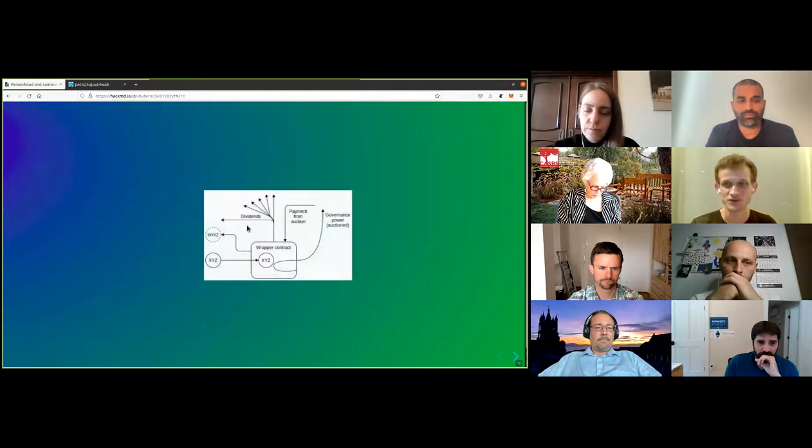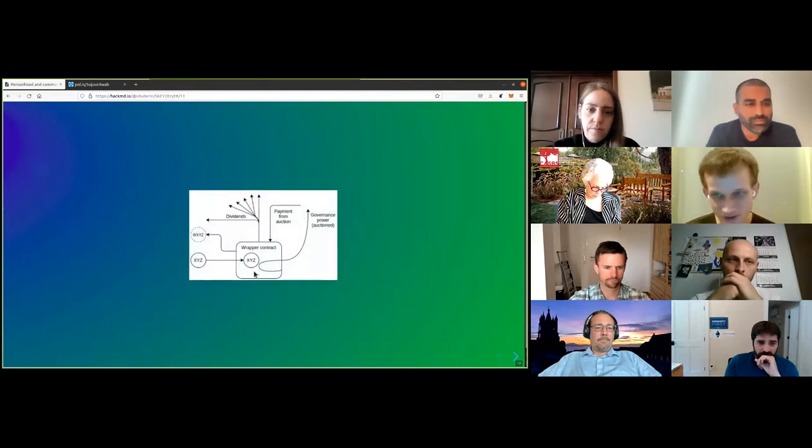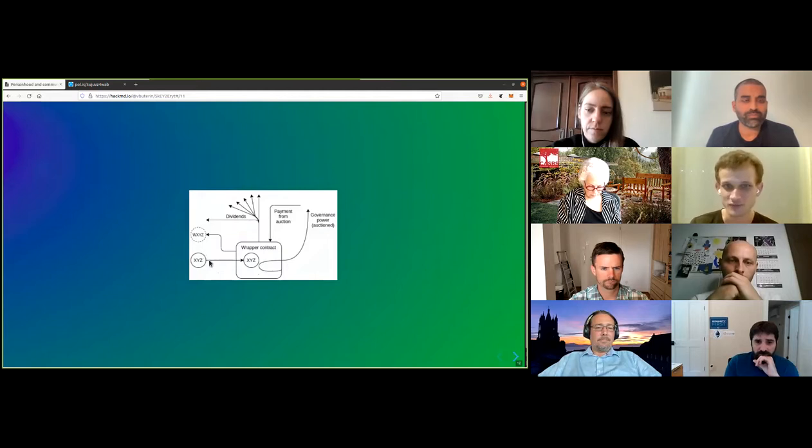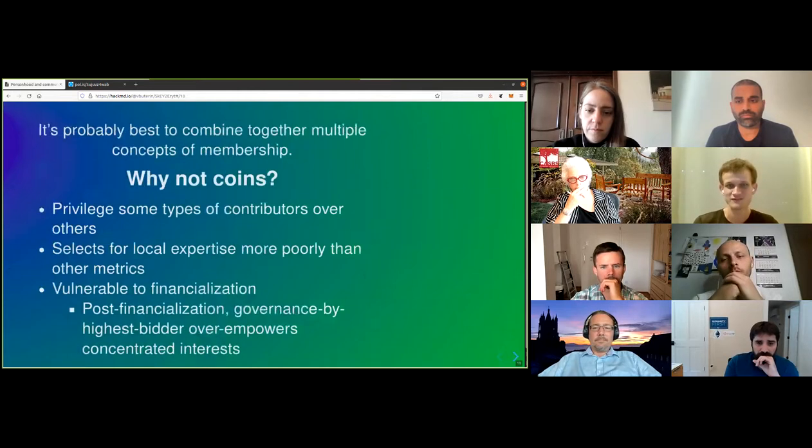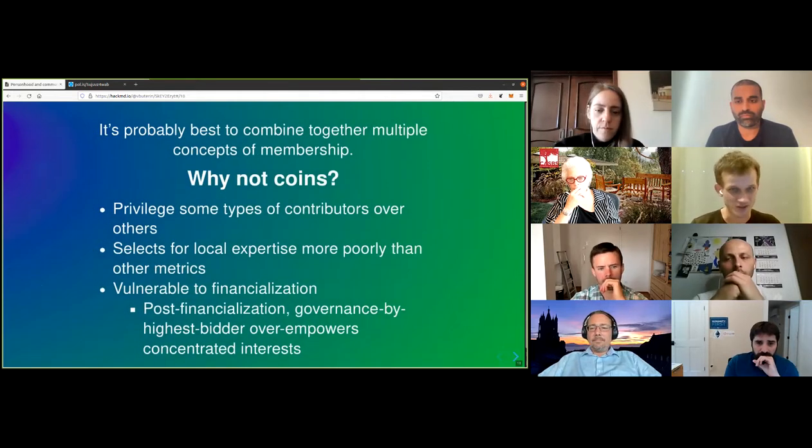So it's vulnerable to these financial things where potentially once a financial system gets advanced enough, it basically starts separating out the governance power in a token from the economic interest in a token. And you can make this kind of gadget where you basically create a wrapper and people put the token into the wrapper, and then they get this wrapped thing that represents the economic interest, but then the governance power goes to someone else. And the governance power goes to the highest bidder, and this ends up favoring concentrated interests a lot.